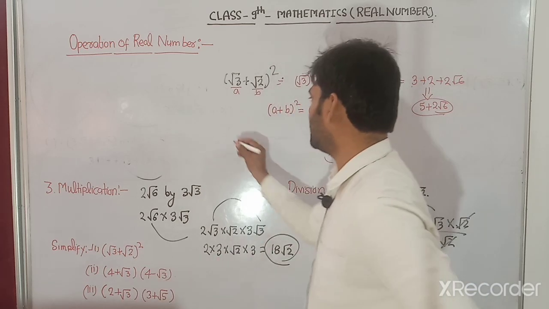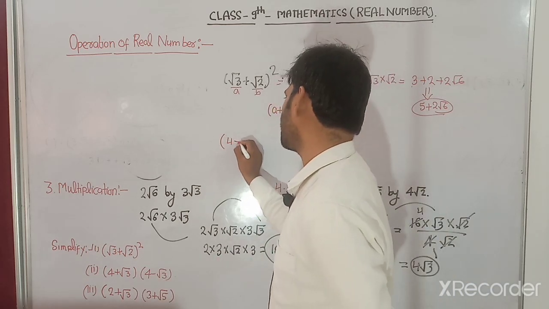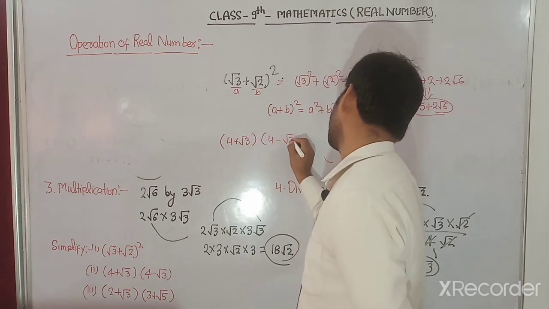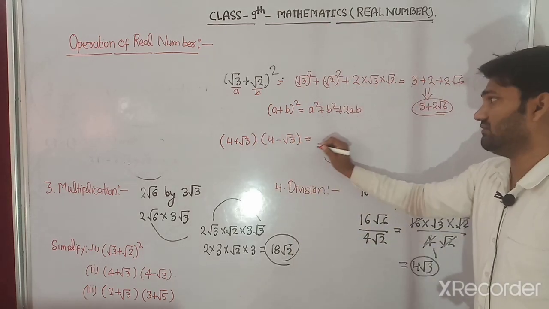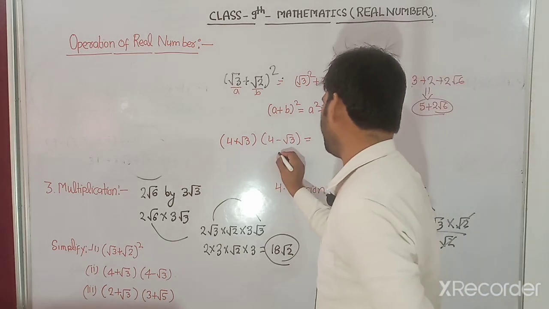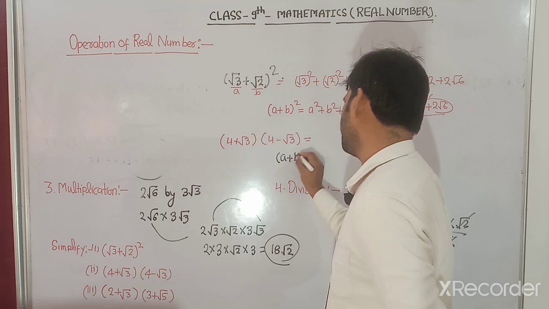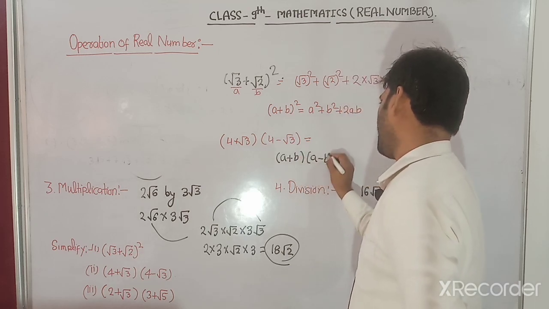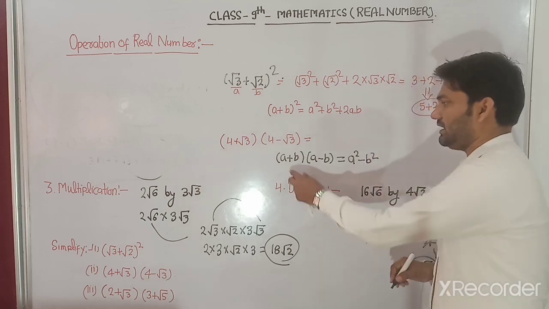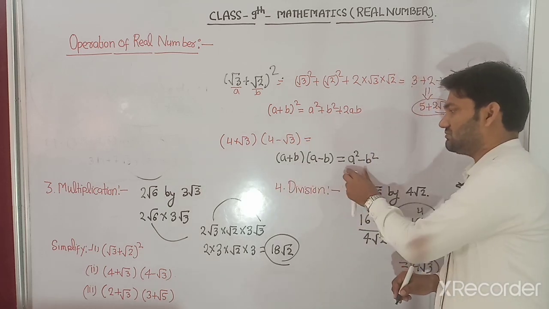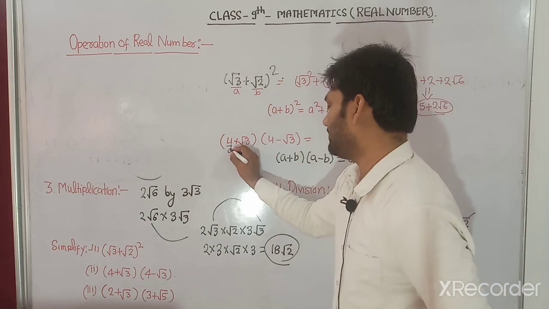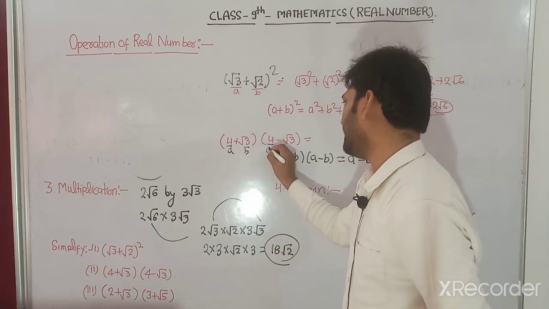The second question is based on 4 plus root 3 and 4 minus root 3. These questions are based on the identities (a plus b) and (a minus b). (a plus b)(a minus b) is equal to a square minus b square. We use directly: (a plus b)(a minus b) equals a square minus b square. This is in the form of a plus b, and this is in the form of a minus b.